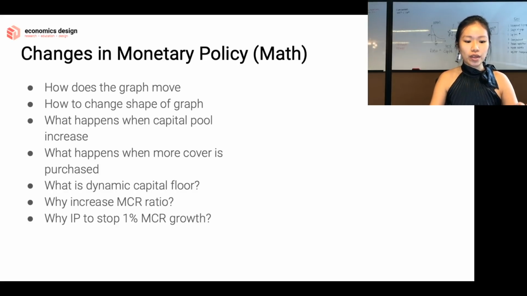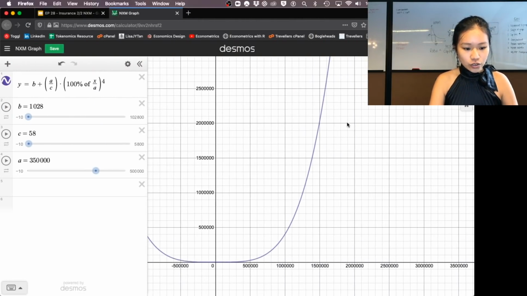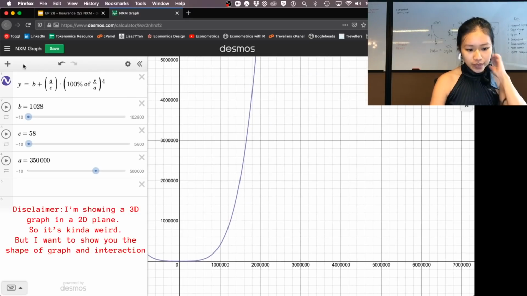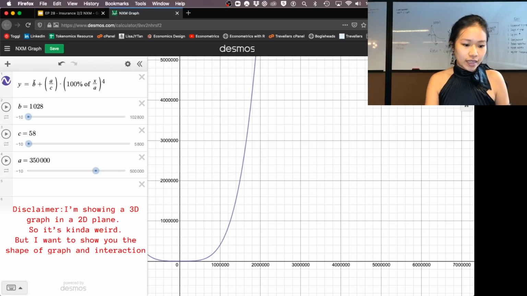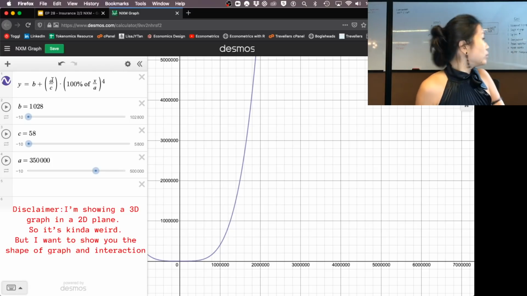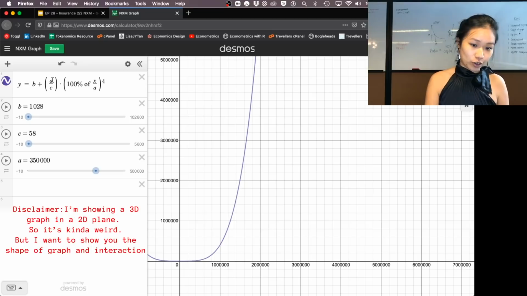So let's start with the graph part, okay? Two things. How does the graph move, and how do you change the shape of the graph? I've done a little graphing out here, and this is your model. I didn't name them properly, so sorry about that. Basically, the C is correct. The B actually represents A in the model, and A represents the MCR.